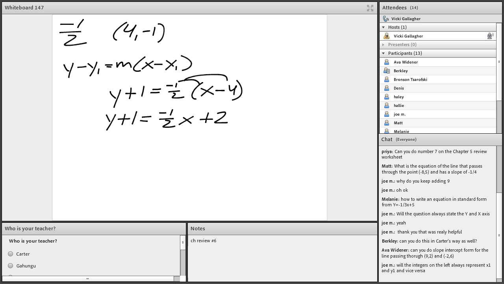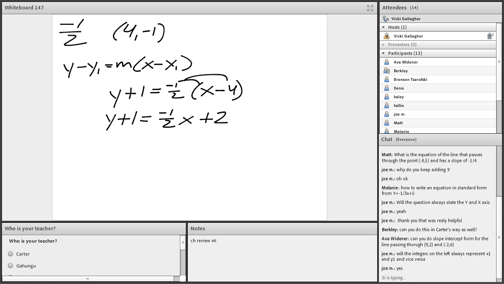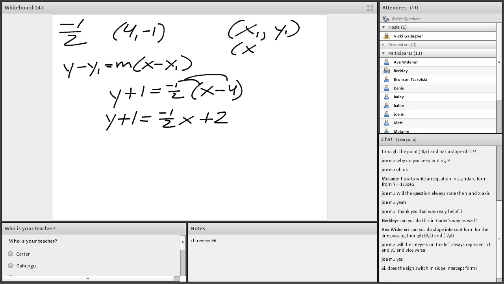The integers on the left. You mean like if there's two ordered pairs? Yeah, you can. You do whatever you want. So you can make the first one x1 y1, or you can make the first one x2 y2. The whole point though is that within a point the numbers are x and y, and so within one ordered pair you can make them x1 y1, and within a second ordered pair you can make it x2 y2.